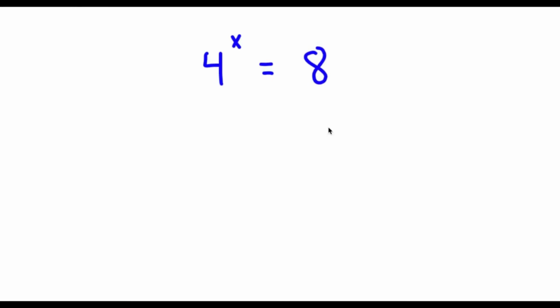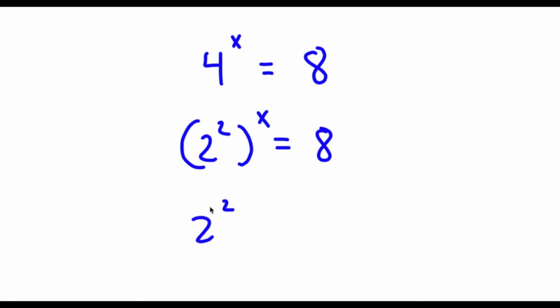Alright, so I have 4 to the power of x is equal to 8. To solve this problem, first off, 4 is the same thing as 2 squared. So now I have 2 squared to the power of x is equal to 8. Now 8 is the same thing as 2 to the power of 3. So now I have 2 squared to the power of x is equal to 2 to the power of 3.